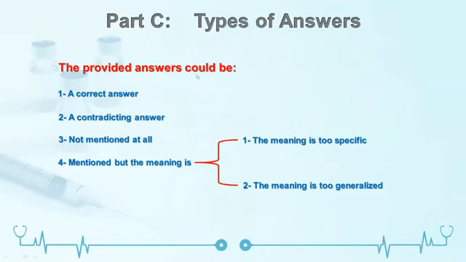Again, the provided answers in part C could be a correct answer, a contradicting answer, or not mentioned at all, or mentioned but the meaning is too specific or too generalized, and both of them are wrong. The correct answer, this is what we want.